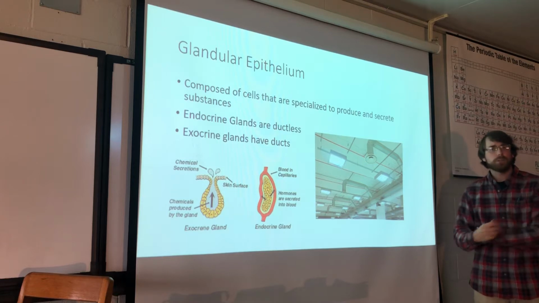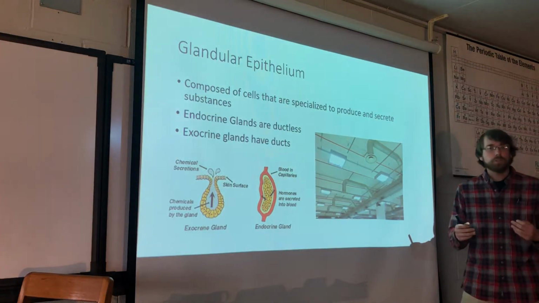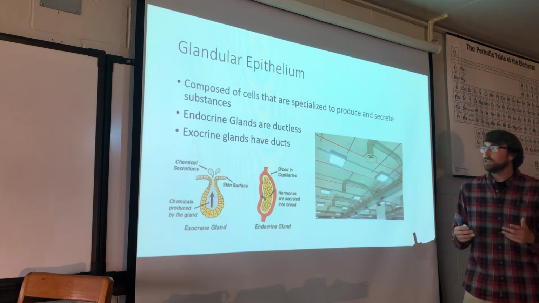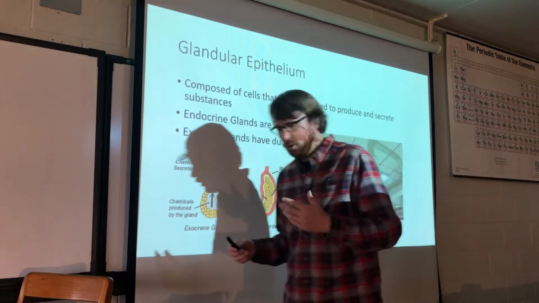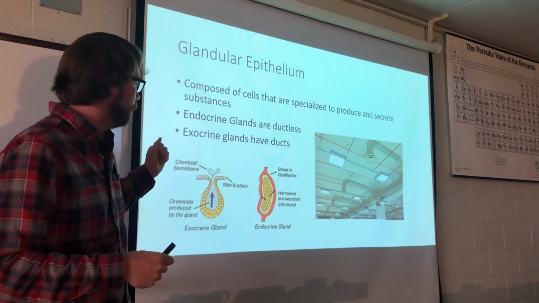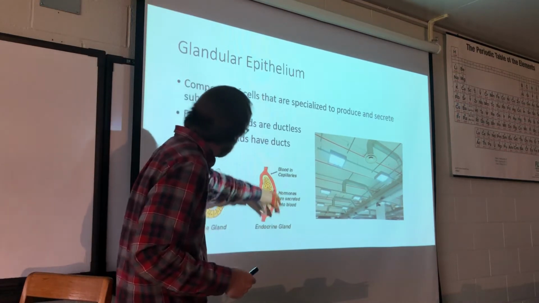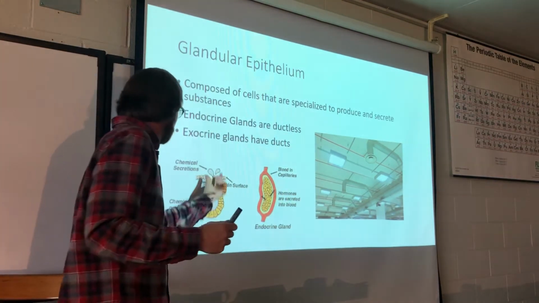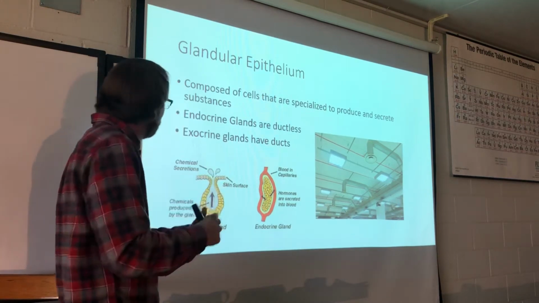Now we are going to talk about glandular epithelial. This is tissue that is secreting or excreting substances. These are cells that are specialized to produce and secrete substances. We have two broad classes. Endocrine glands are ductless. They are going to secrete products directly to a blood capillary to be carried around your body. An exocrine gland is going to have a duct. It is going to have a passageway where material is going to travel out to somewhere.